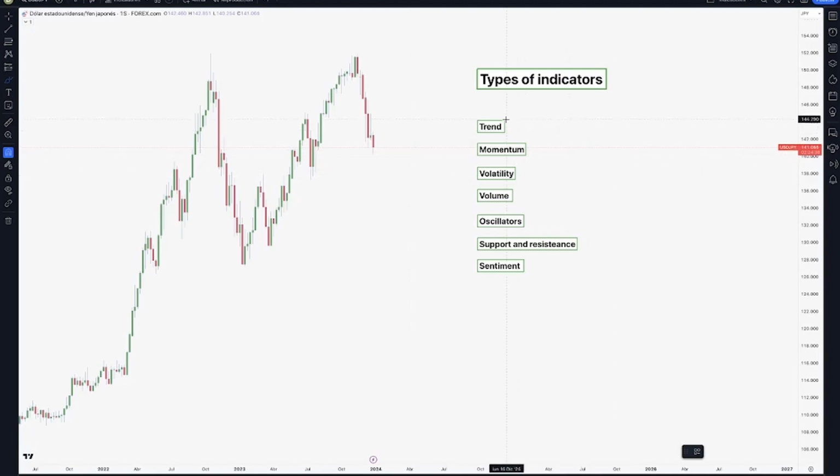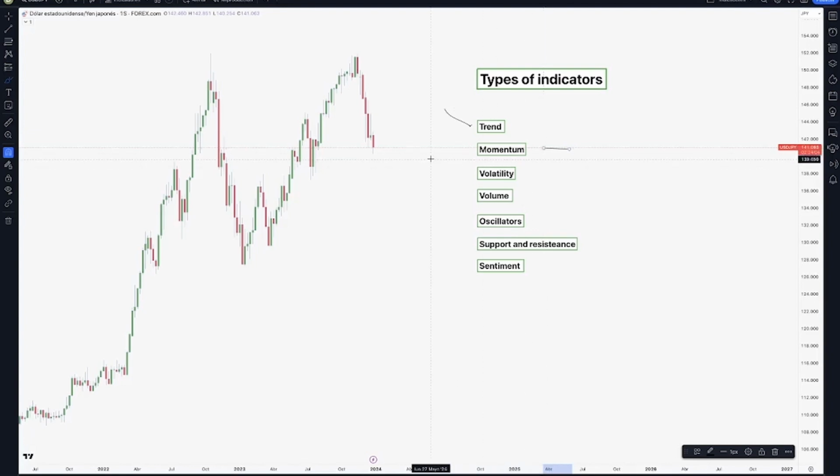The first one is the trend indicators. Those help identify the direction of the market trend, for example, moving averages. The second type are the momentum indicators. They measure the speed and the strength of price movement, like the relative strength index, RSI, or moving average convergence divergence, whose acronym is MACD.